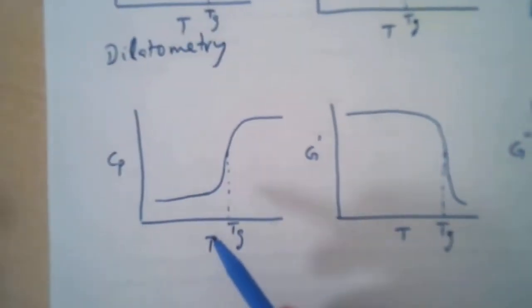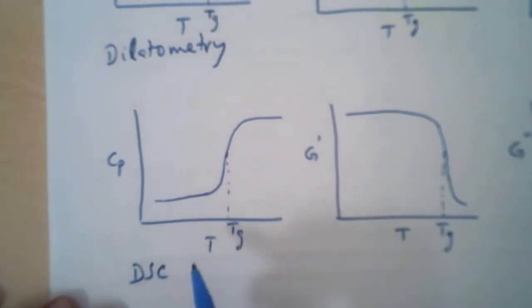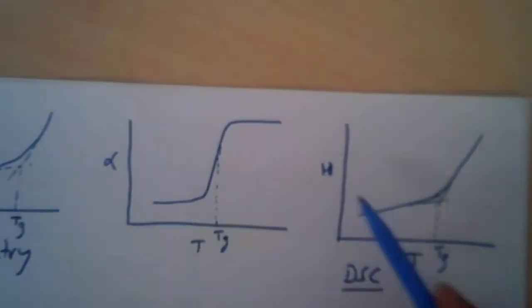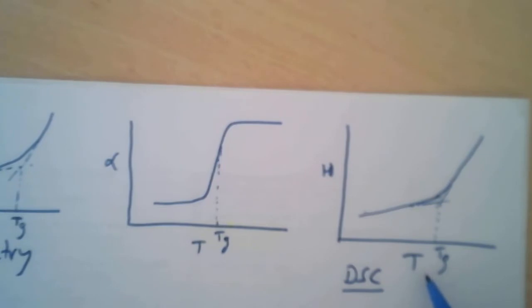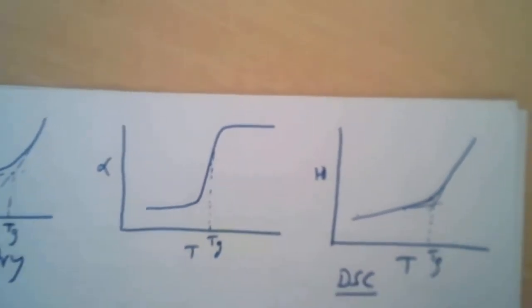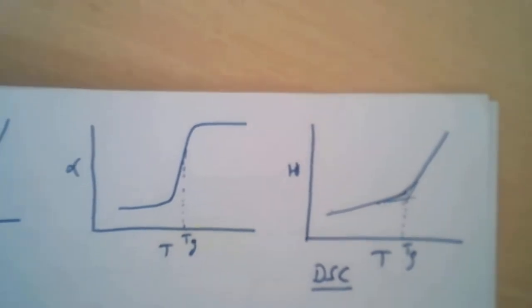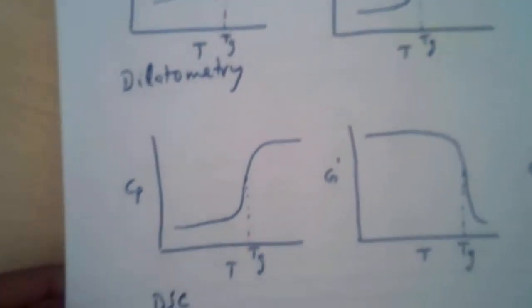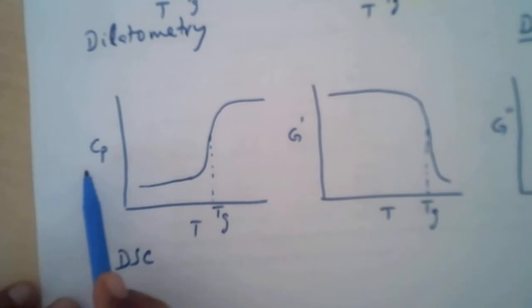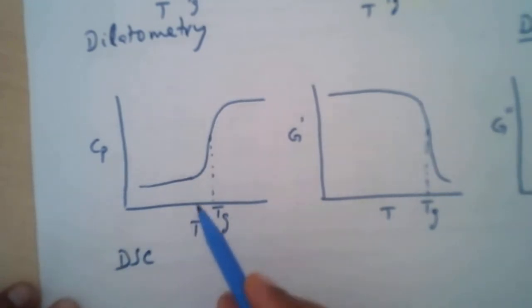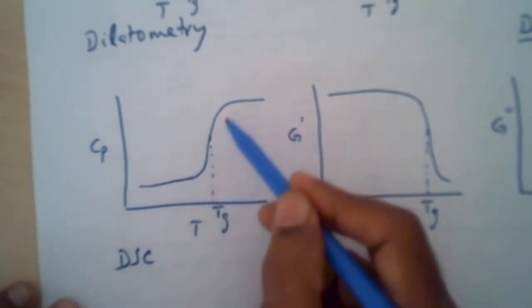And similarly, the Cp versus T can also be obtained from the DSC. The Cp, which we know is a derivative of enthalpy with respect to temperature, which you would have studied in the thermodynamics class. So this is Cp versus T, and if you take the derivative, this is how it will look.